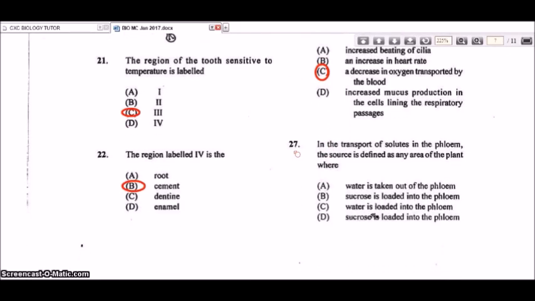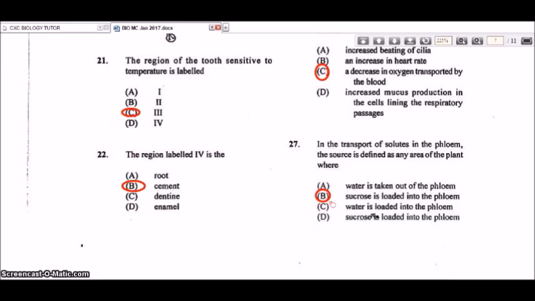Question 27. In the transport of solutes in the phloem, the source is defined as any area of the plant where... so the source is the area of the plant where you have the food molecules pretty much being produced. And that is where you're going to have the sucrose being loaded into the phloem. So that is B. There's an error I noticed here. They have it twice, B and D.